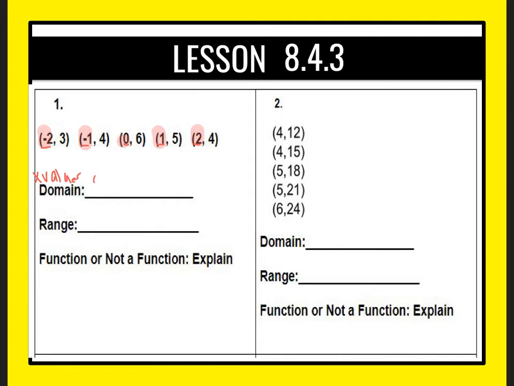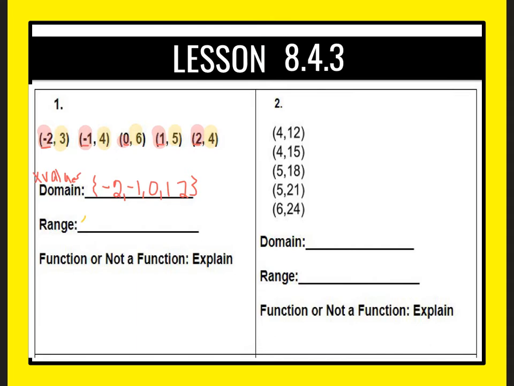I don't have to write any duplicates, so I can set them up: -2, -1, 0, 1, and 2. All of these are my input values. My range values are always highlighted in yellow. So I can see I have 3, 4, 6, 5, and 4 repeated. And that's okay. Remember to get rid of any duplicates; you don't necessarily need them.